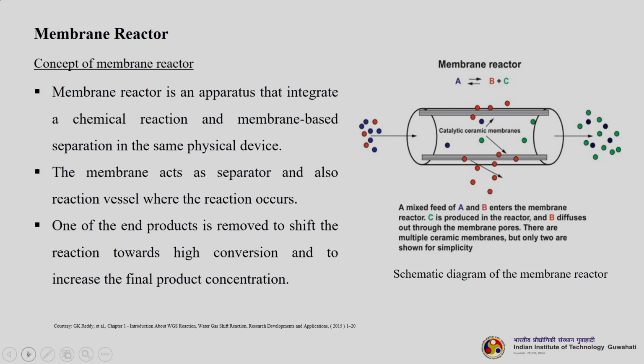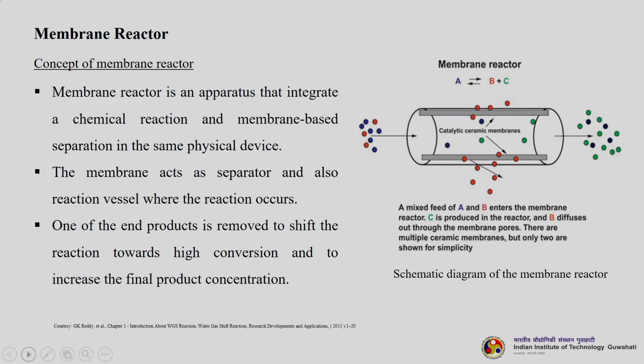Now let us discuss a little about membrane reactors, then we will talk about membrane bioreactors also. The concept of a membrane reactor is that it is an apparatus that integrates a chemical reaction and a membrane-based separation. Basically, in a single unit the chemical reaction is happening, as well as the separation in the presence of the membrane. You see how it happens in the schematic diagram. The membrane acts as the separator and also the reaction vessel where the reaction occurs. One of the end products is removed to shift the reaction towards high conversion and to increase the final product concentration. So, let us say A gives B plus C.